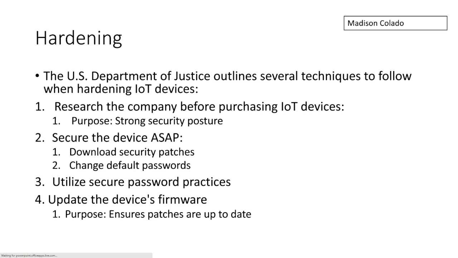This requires users to download the newest security patches for known vulnerabilities. It is also recommended to change any default passwords for the device. Step 3, be sure to utilize secure password practices. A strong password should be difficult to guess, should not include personal information that is publicly available, and should be unique to each device. A strong password should also include a combination of upper and lowercase letters, numbers, and symbols. And step number 4 is to continuously update the device's firmware when available. Doing so will ensure that the device's patches are up to date and protected against new malware and vulnerabilities.